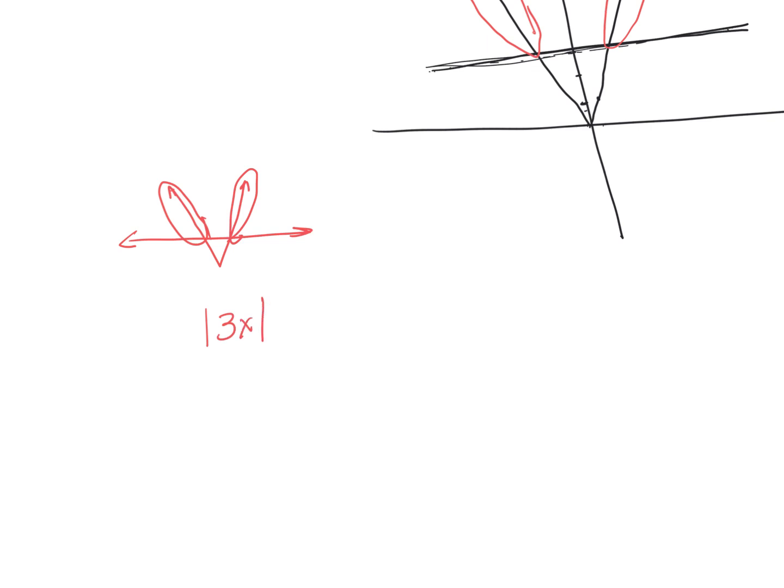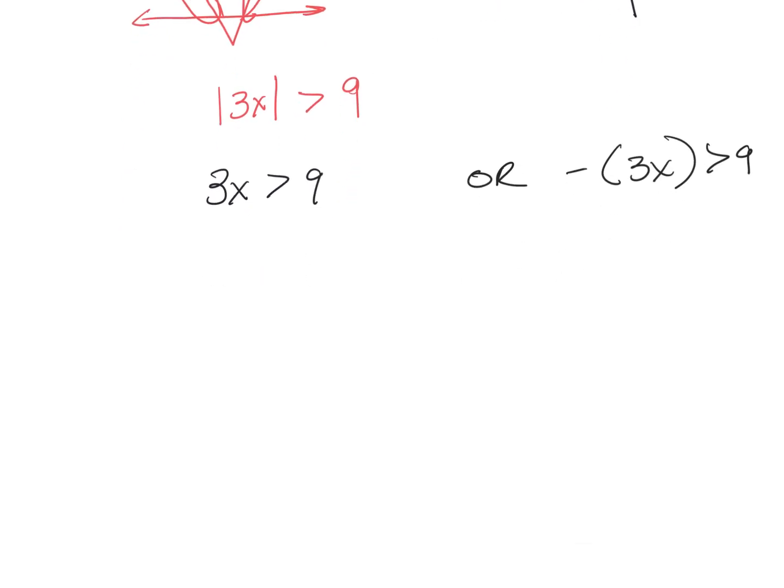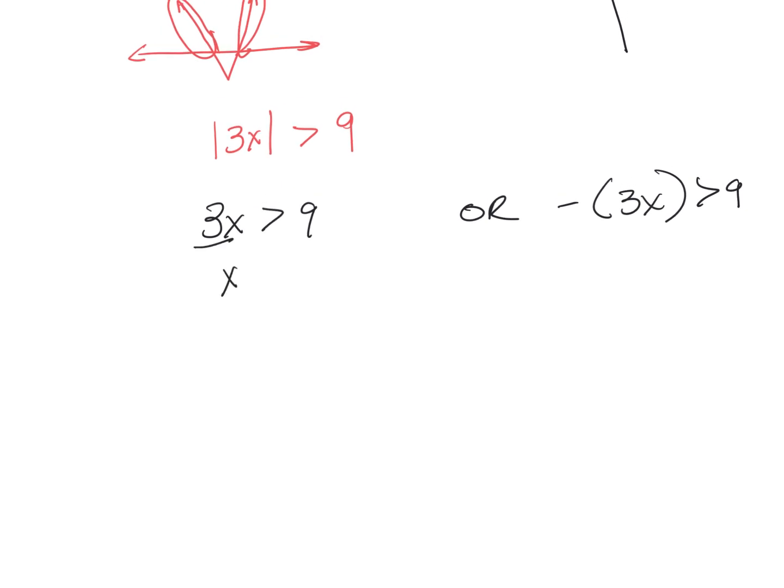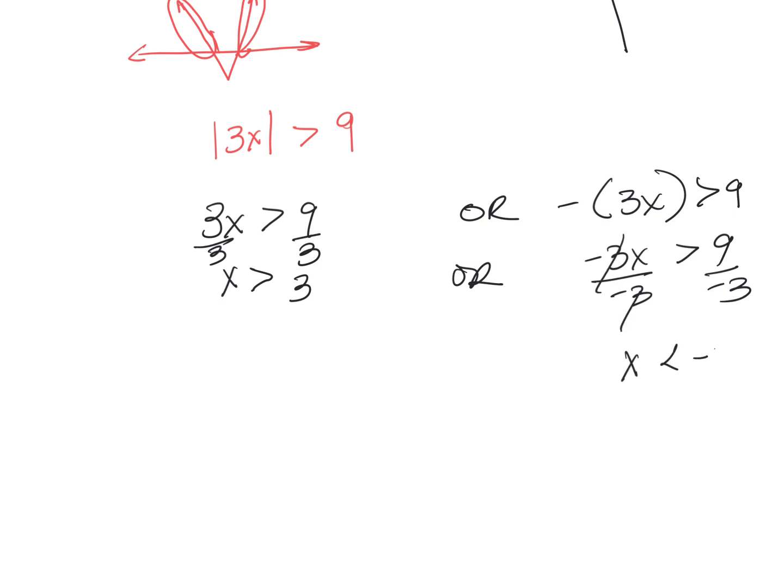So if I were to do this absolute value, I would do this twice and say 3x is greater than 9, or the opposite of 3x is greater than 9. Dividing by 3, x is greater than 3, or negative 3x is greater than 9, divide by negative 3, and flip the sign because I'm dividing by a negative. So I would have these two ranges.